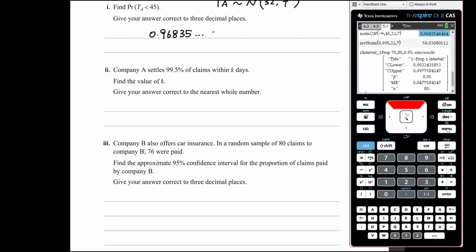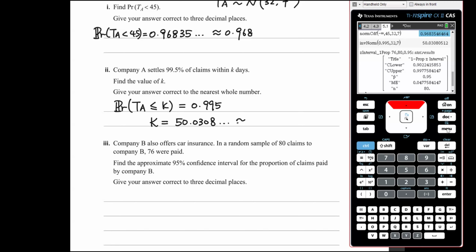So this answer is 0.96835, which is rounded to, I'll probably write probability TA less than 45 here. And we want to have probability of TA less than or equal to K equals 0.995. And K equals 50.0308. So 50 days.